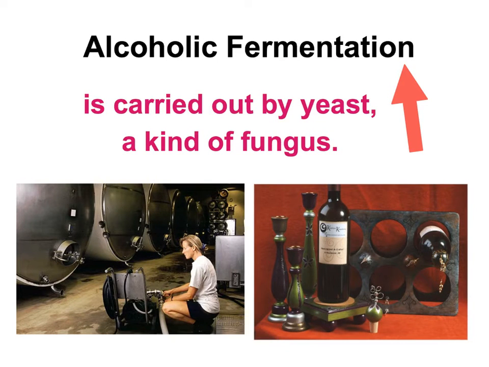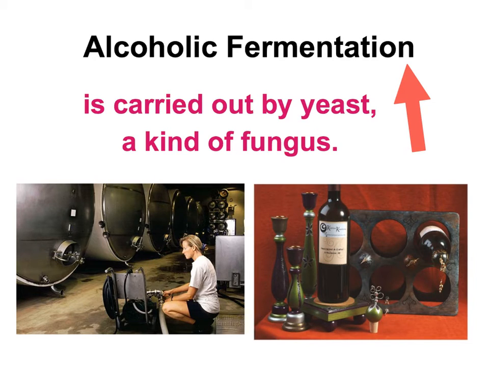So let's talk first about the process of alcoholic fermentation. This kind of anaerobic respiration is carried out by yeast and some other fungi. So you can see in the images here we have two processes. Alcoholic fermentation is going to make alcohols. So the process of making wines or the process of making beers and hard alcohols are going to use yeast, which is a kind of fungus, to do anaerobic respiration, and it results in alcoholic fermentation as the kind of anaerobic respiration that's being done.